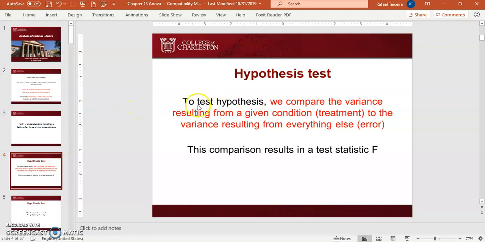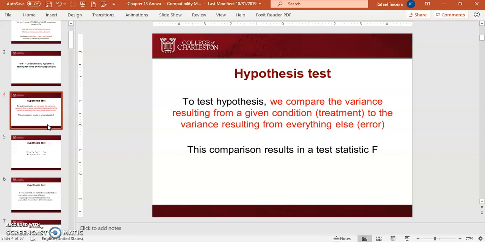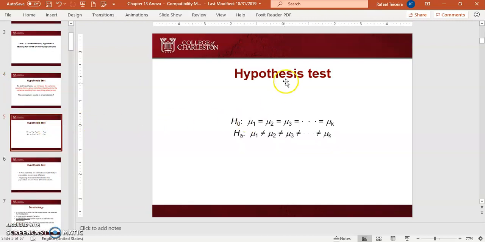What we are doing is we are going to have a hypothesis in ANOVA, and to test a hypothesis, we compare the variance resulting from a given condition, a treatment, to the variance resulting from everything else, what is called error. We're going to use a new statistic which is called the F statistic. Remember, we have the Z statistic, the T statistic, and now the F statistic. The F statistic is used to compare the difference between population means, which is ANOVA.